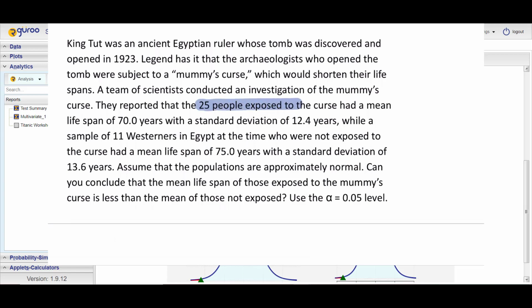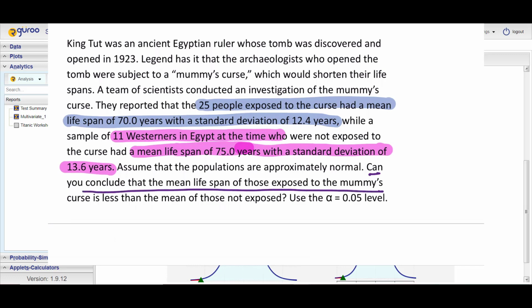They reported that 25 people exposed to the curse had a mean lifespan of 70 years and a standard deviation of 12.4. I'm going to go ahead and highlight that because I know I'm going to need that in a moment. While 11 Westerners in Egypt at that time who were not exposed to the curse had a mean lifespan of 75 years and a standard deviation of 13.6 years. Assume the populations are approximately normal. Can you conclude that the mean lifespan of those exposed to the mummy's curse is less than the mean of those not exposed? Use alpha equals 0.05 level of significance.